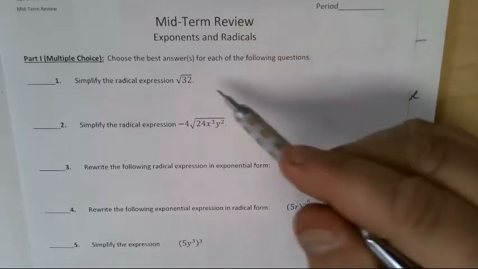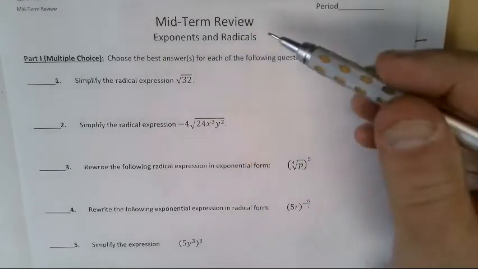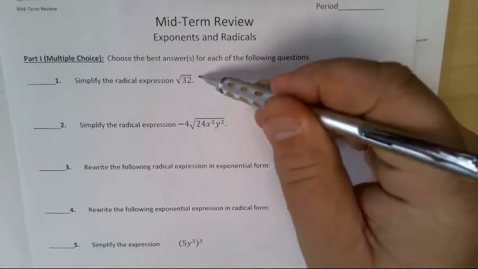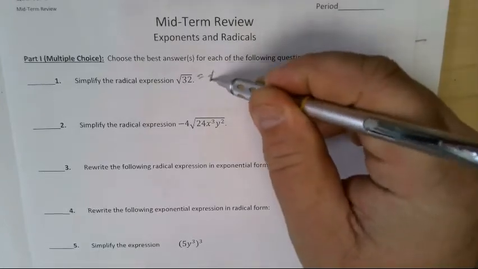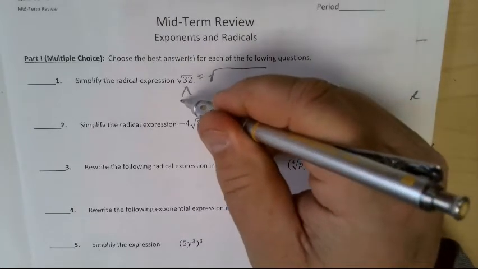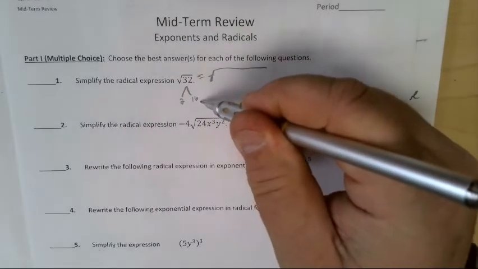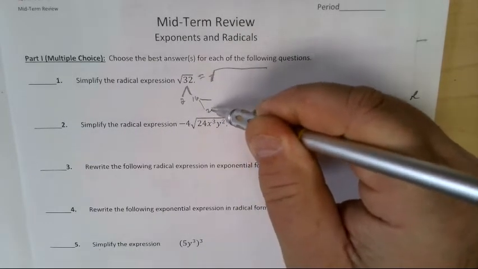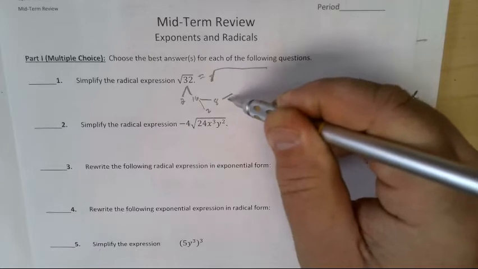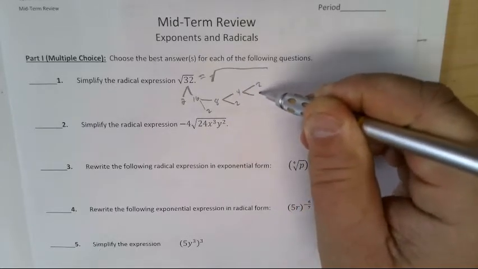Okay, first thing, simplify the radical expression. Okay, to simplify a radical, remember, I need to write this out as its prime factors. So 32 is the same as 2 times 16, and 16 is the same as 2 times 8, and 8 is the same as 2 times 4, and 4 is the same as 2 times 2.